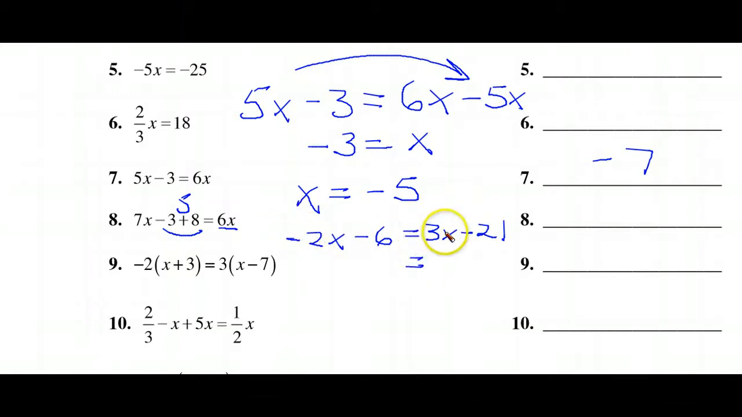On this side it becomes a 2x, so that'll give me a 5x. This, when I transpose it, becomes a +21. Subtract 6 gives me a +15. Now to get rid of the 5 that's with an x, I'm going to use its numerical coefficient, divide both sides by that, and then for number 9, I get x equals 3.